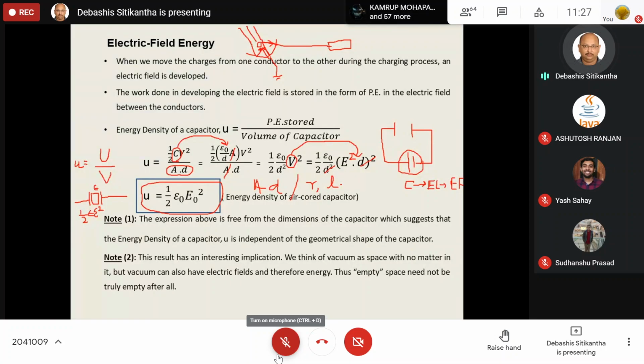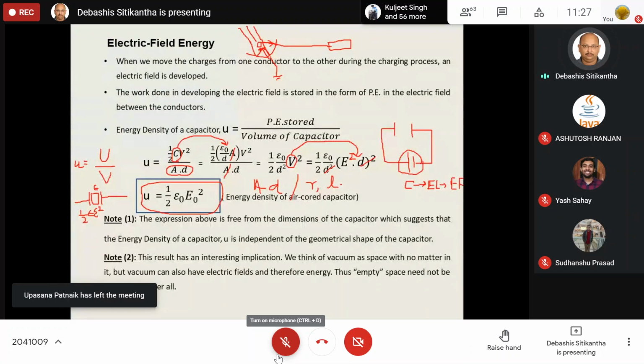Now, over here, you are seeing that energy density is equal to half epsilon 0 E0 square. What does that suggest? It suggests that even if it is vacuum, it is still having some energy, or in other words, vacuum is containing energy. Now, is it possible? Because vacuum is free from matter, there is no air, there is nothing, then how is it going to store the energy? It is quite contradictory.